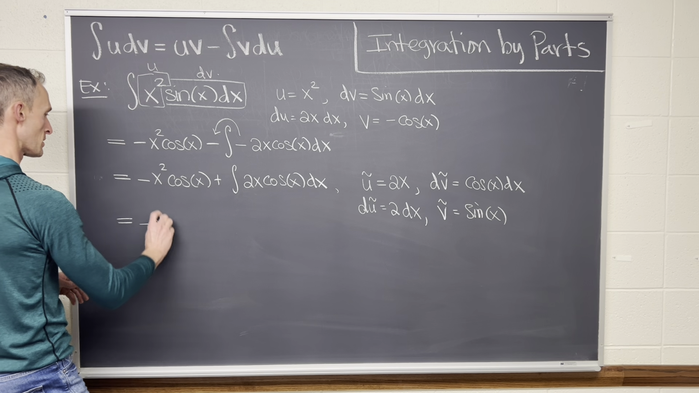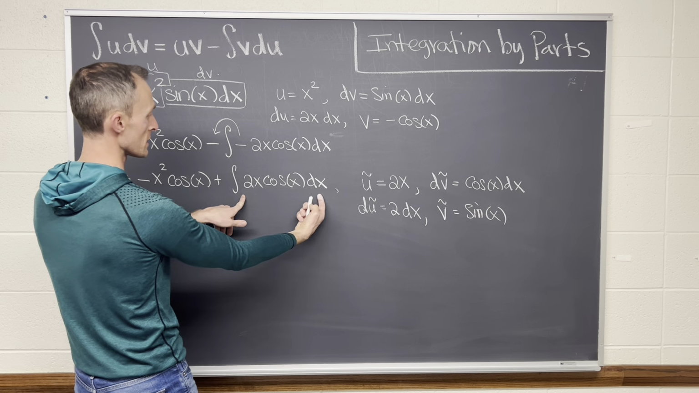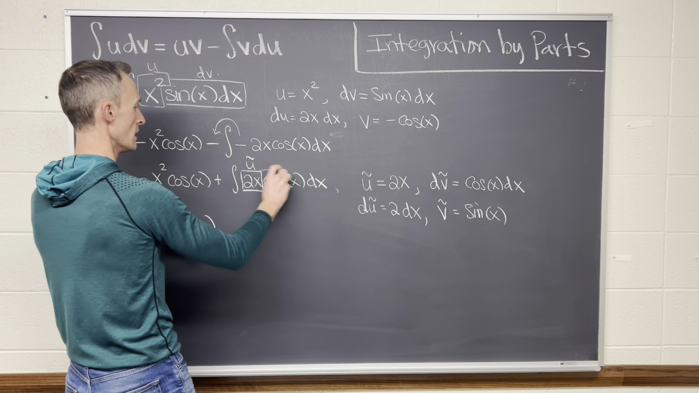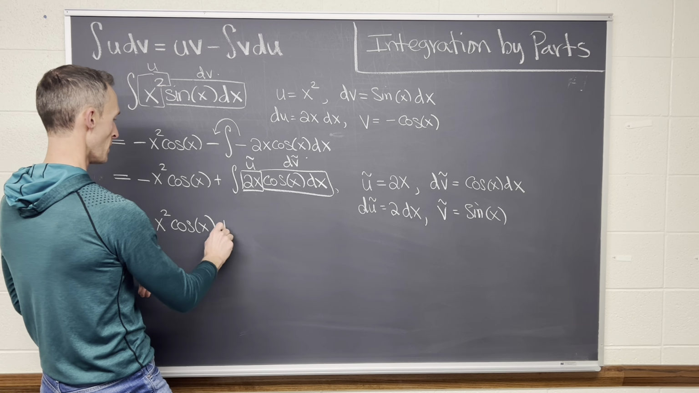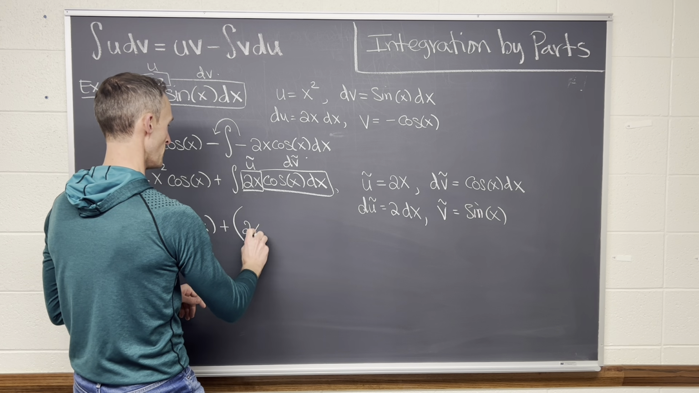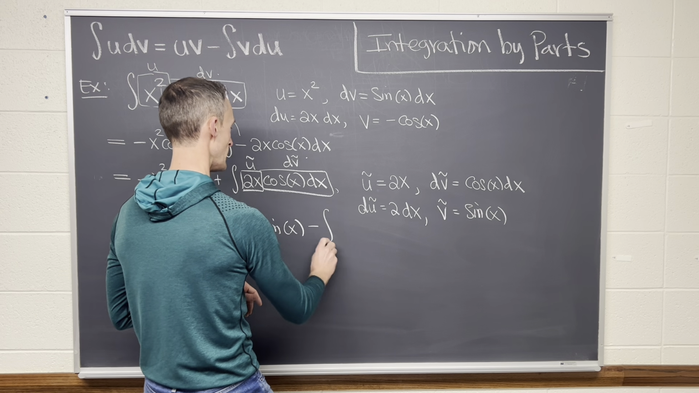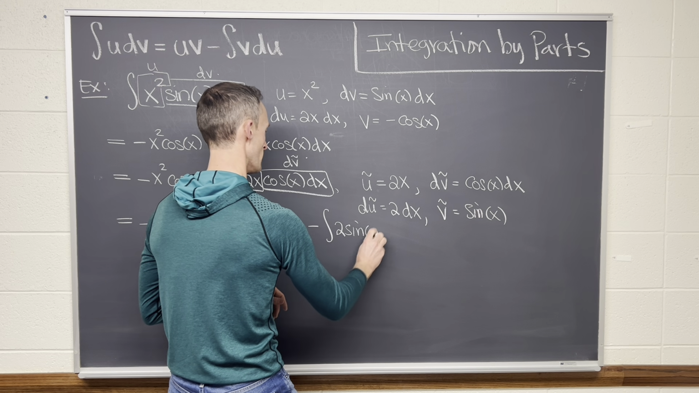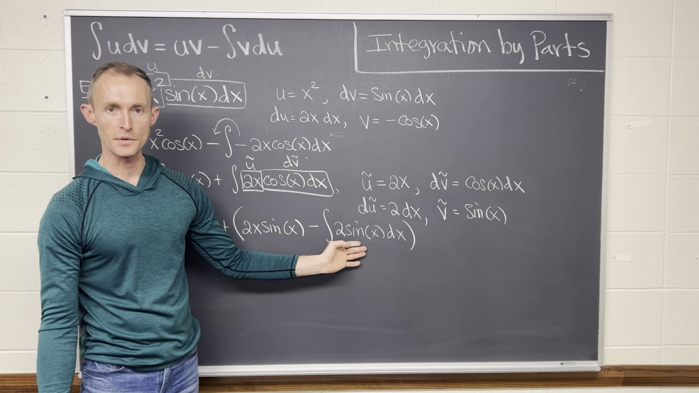So what do I get? Minus x squared cos x, plus the integral. What does the integral tell me? It's u dv. Here's u, which I'm calling u tilde, and here's dv, so there's dv tilde. So I'm going to get plus what? uv, so this will be 2x sine x, uv minus the integral of v du. So that's just 2 sine x dx. Well, that's beautiful, because I actually know how to anti-differentiate sine x.